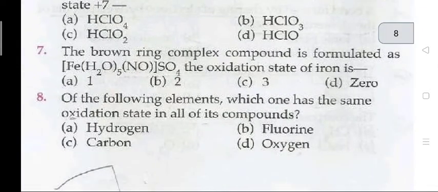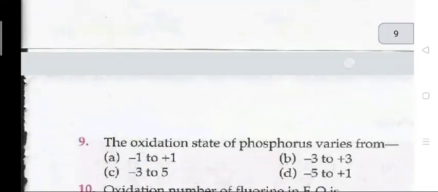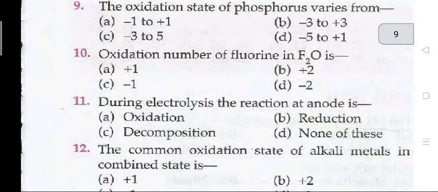Question number 7: the brown ring complex compound is formulated as [Fe(H2O)5NO]SO4. The oxidation state of iron is B, that is +2. Question number 8: of the following elements, which one has the same oxidation state in all of its compounds? The right answer is B, fluorine. Question number 9: the oxidation state of phosphorus varies from C, -3 to +5. Question number 10: the oxidation number of fluorine in F2O is C, -1.